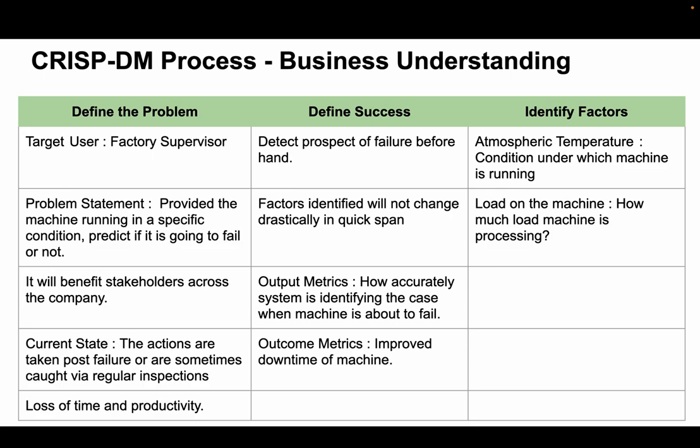Now, identify factors: the key factors are atmospheric temperature, the condition under which the machine is running, that is important. The load on the machine, how much load the machine is running or processing. So those again are the factors that are going to impact the performance of the machine.